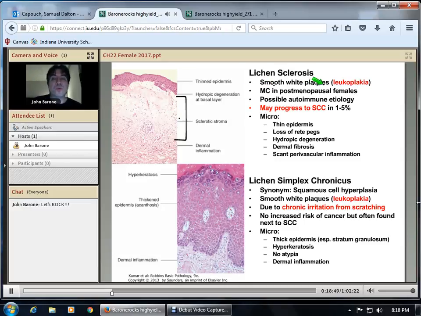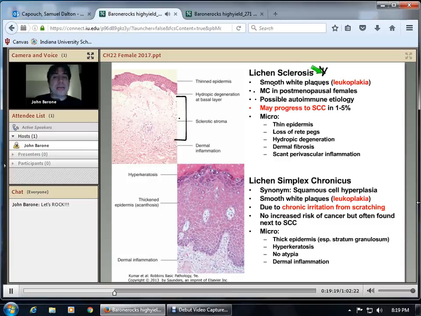So these are smooth white plaques, and since the epidermis is very thin, they often describe them as parchment-like or paper-like. So remember the term parchment-like or paper-like white plaques? That's a clue for lichen sclerosus, because the epidermis is very thin. Now, it's most common in postmenopausal women, and it's probably autoimmune. It's probably autoimmune, which leads to inflammation and fibrosis.